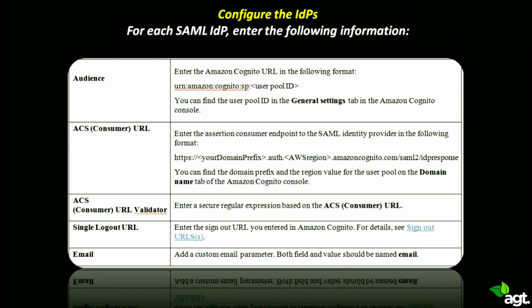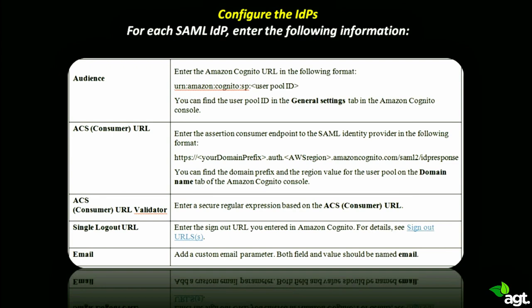What about the ACS consumer URL validator? Enter a secure regular expression based on the ACS consumer URL. The single logout URL will be the main one; enter the sign out URL you entered in Amazon Cognito. You can just check out the sign out URLs. What about the email? Add a custom email parameter, so both field and value should be named email.